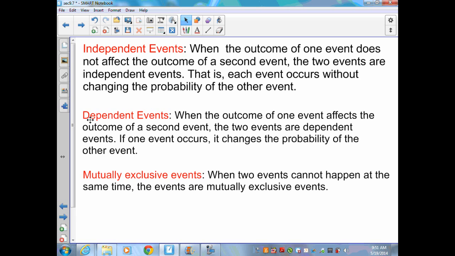But a dependent event is when the outcome of one event affects the outcome of the second event. The two events are dependent events. If one event occurs, it changes the probability of the other event. Mutually exclusive events is when two events cannot happen at the same time. The events are mutually exclusive events.